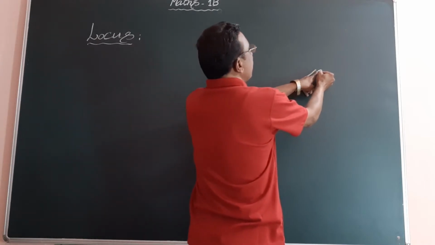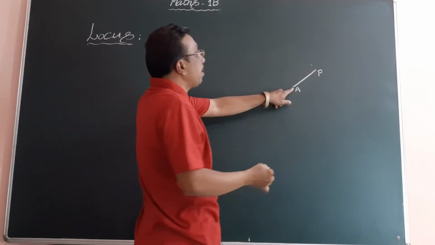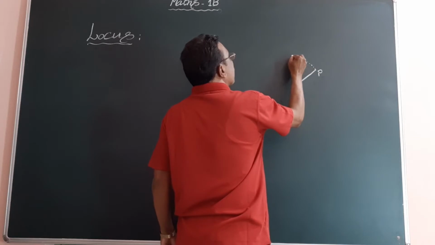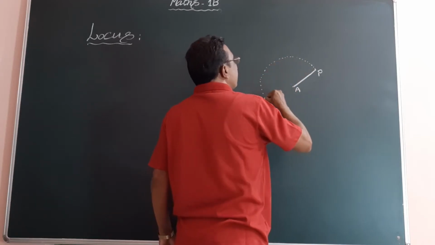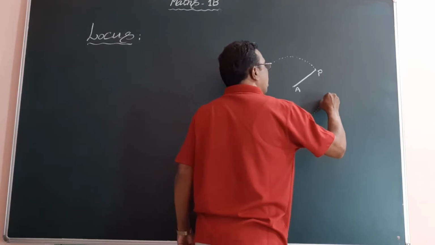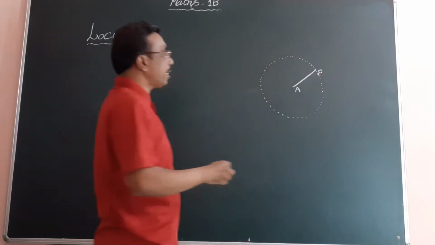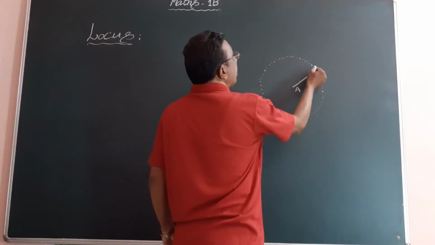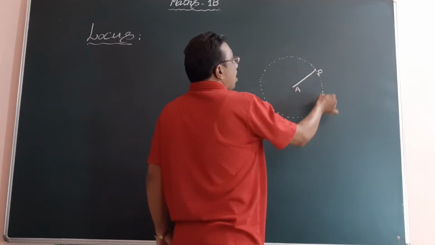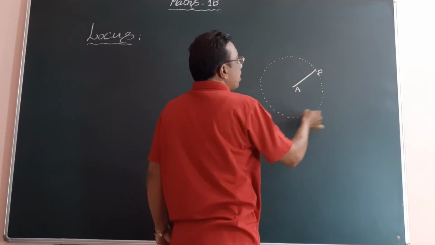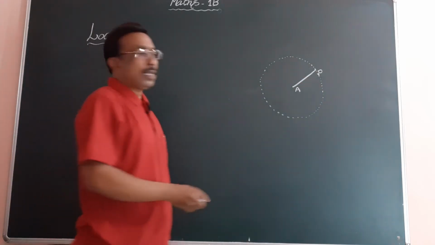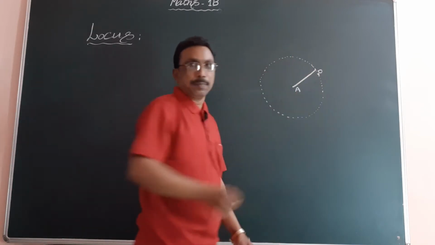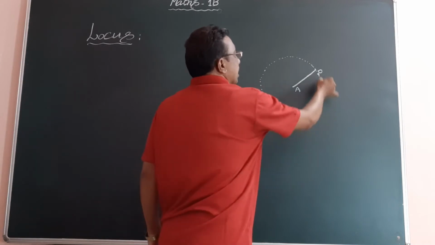This point rotates around the point A. So, this point rotates in this form. This creates one path. This path is called a locus.